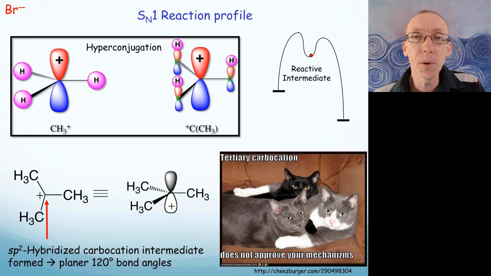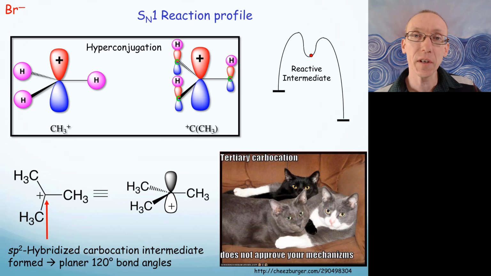Now, it's really important that we recognize the stability order of carbocations. Tertiary carbocations are much more stable than secondary. Secondary are more stable than primary, and primary are more stable than methyl. Methyl carbocations and primary carbocations are so unstable we pretty much don't see them within solution phase chemistry. They've only really been observed in the gas phase.